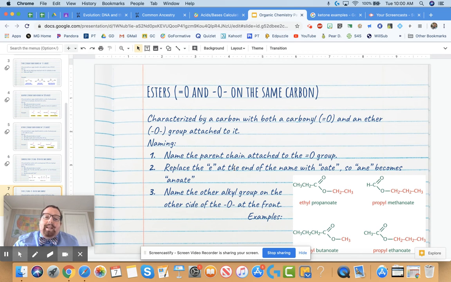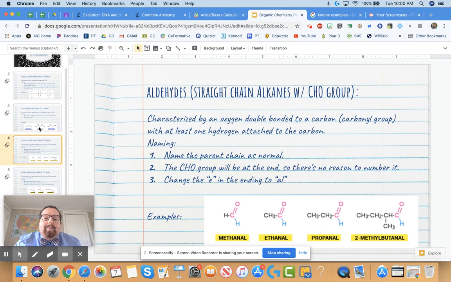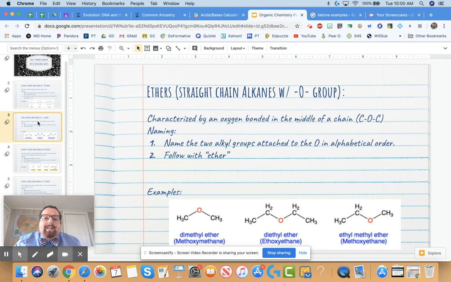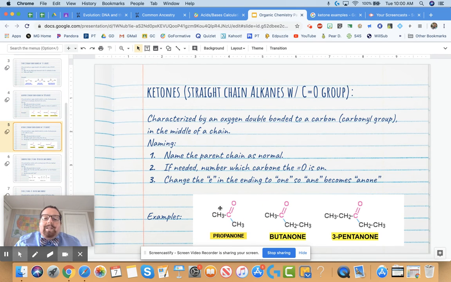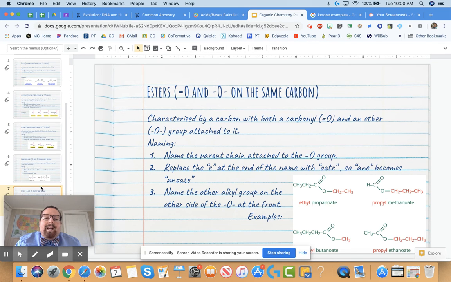Esters, again, more of these similar things. These are like ethers, because it's got this O with carbons on either side, and our ketones, because it's got a double bonded O. So it's kind of those combined together. For esters, we've got a double bonded O, and then one of our ether groups with that O there.